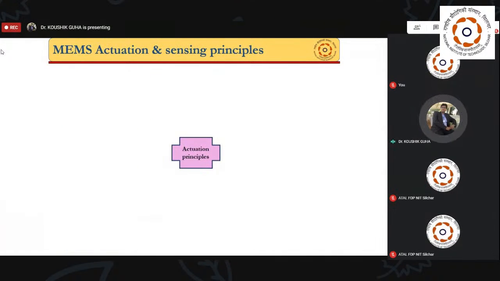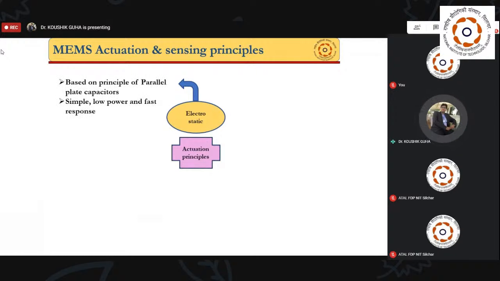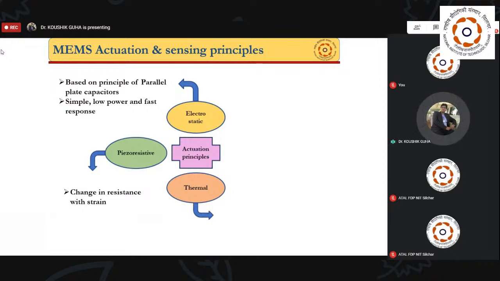And then apart from the sensing, if we talk about the actuation principle of the MEMS, we can see there are 4 very basic actuation principles. One is the electrostatic actuation. It is very simple, low power, fast response. Then the piezoresistive actuation, based on the well-known phenomenon that resistance changes with strain. Then thermal actuation is also there, based on changes in temperature profile, temperature gradient.